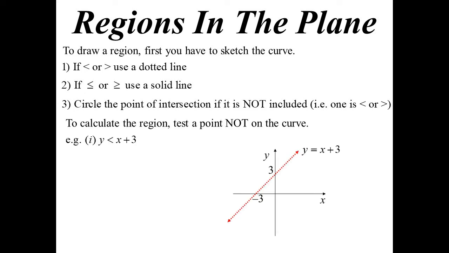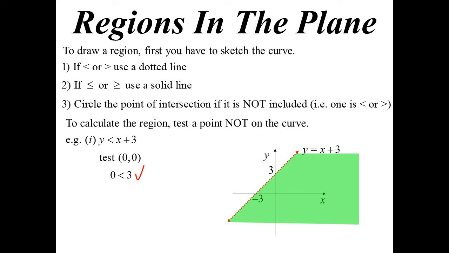So let's do a very simple one to start off with. y is less than x plus 3. So the first thing we do is we draw in x plus 3. It's dotted. Now, which side are we? Instead of picking a number, we pick two numbers, one for the x, one for the y. I want to make life easy for myself. The origin is not on this line, so let's use it. 0 less than 3, yes or no? So we know we're on the right-hand side of our line there.